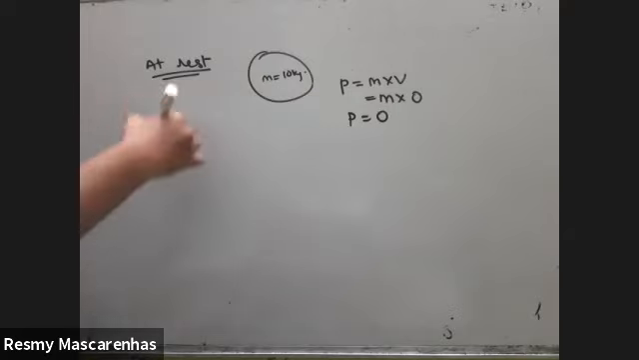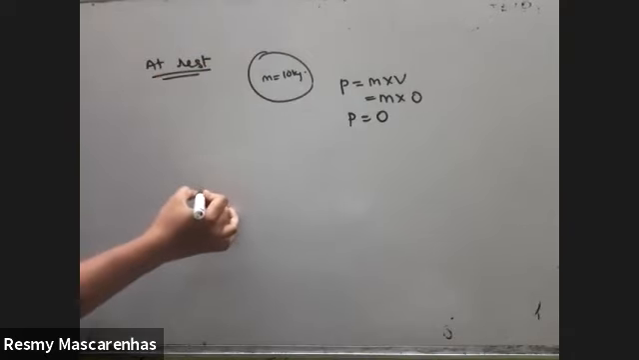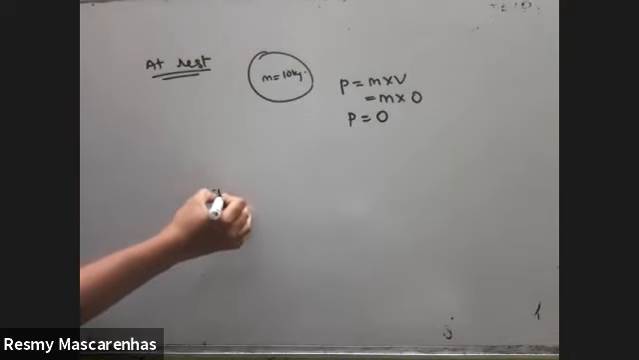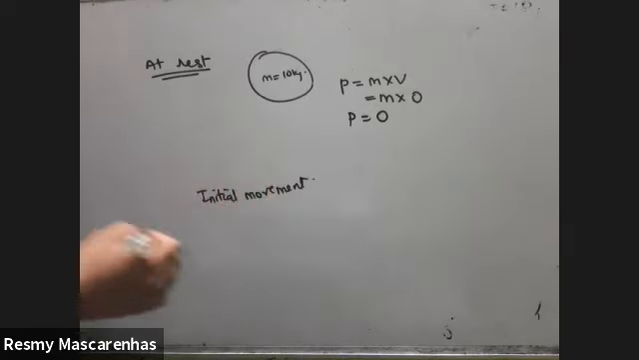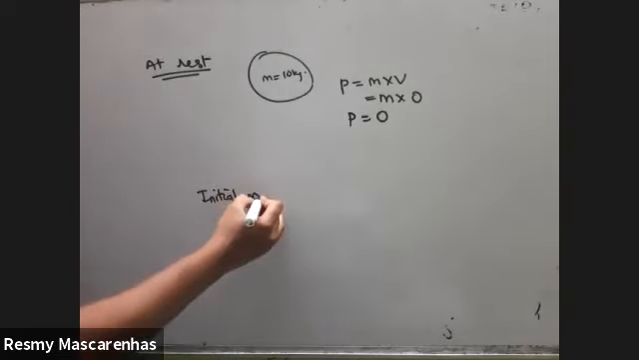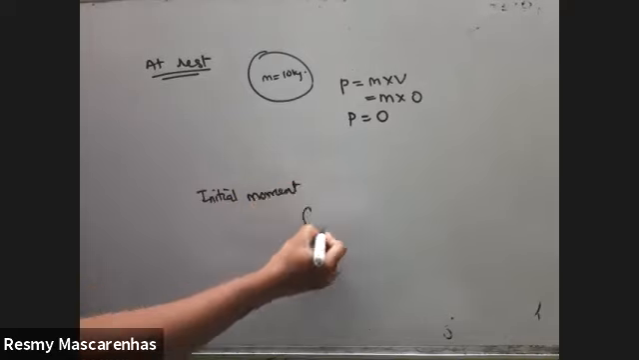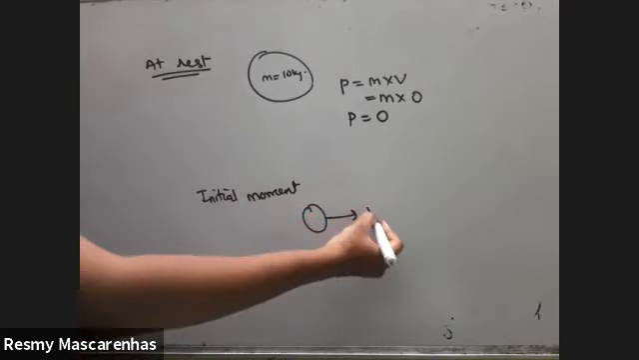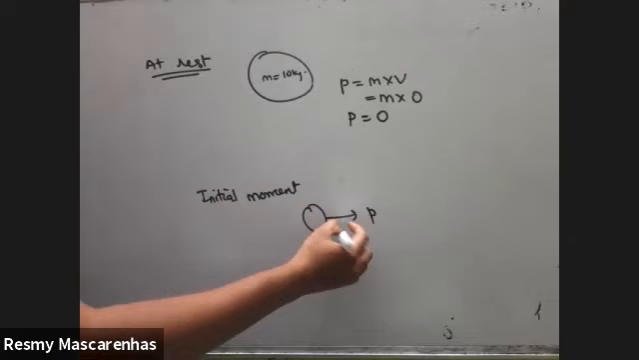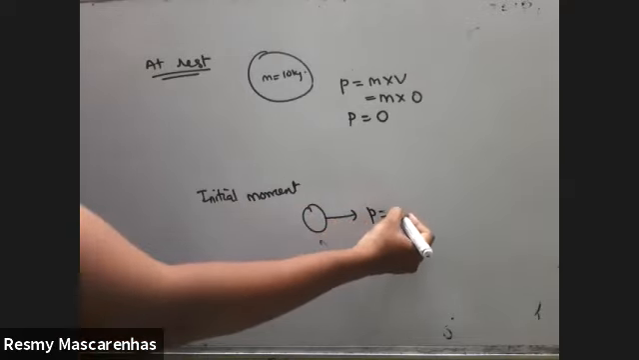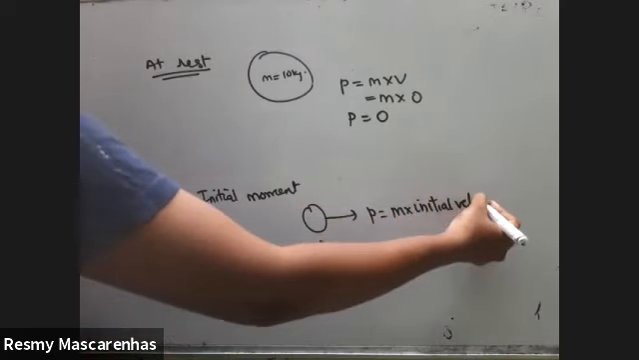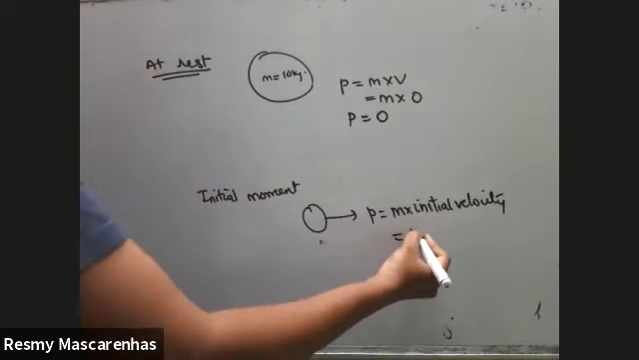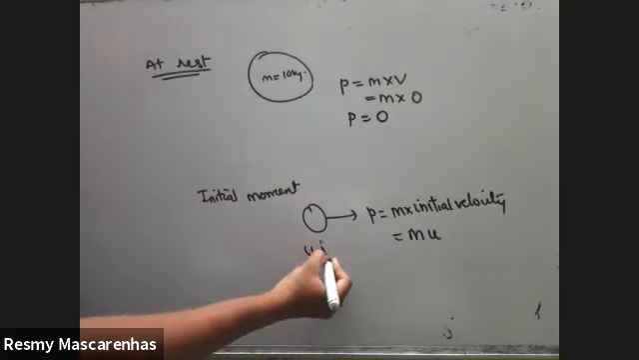Now if the object starts moving, you can say initial momentum. The moment it starts moving, you can consider mass into velocity. So this will be what now? Initial velocity. So what letter will come up? U, because we usually write U for initial velocity.